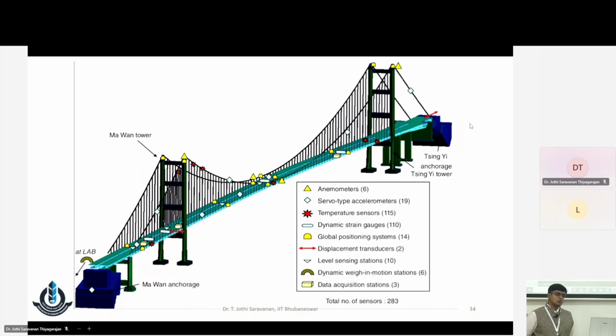Among the 283, the maximum sensors were temperature sensors and strain gauges. So you can imagine how the analysis would have taken place, how they would have done the data processing, how much data they would have collected. So it's a big project, and many case studies have come out of this, which is a good case study to study.